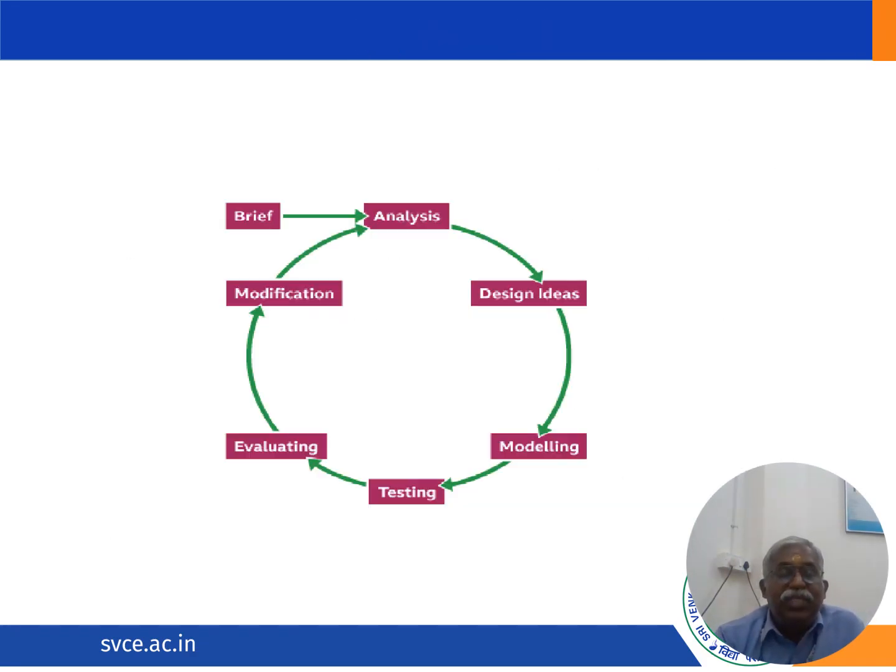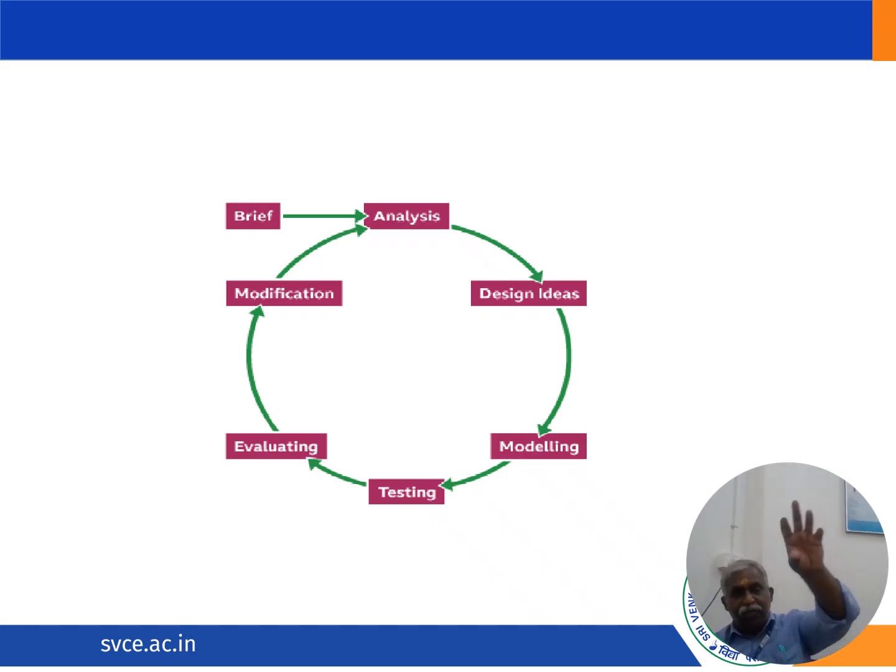Now, we will see the cyclic process. We have a cyclic process. First, we have a design idea. With this design idea, we have modeling, then prototyping, then testing. With the testing, we have a suitable evaluation. Then we have modification. With the support from the customer brief, we are modifying in the analyzing portion.